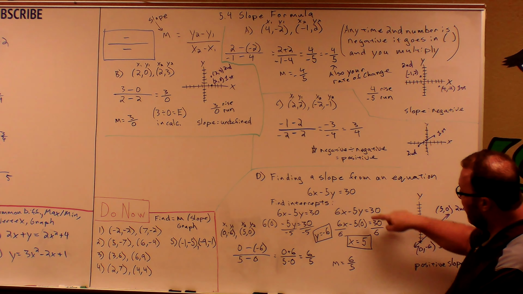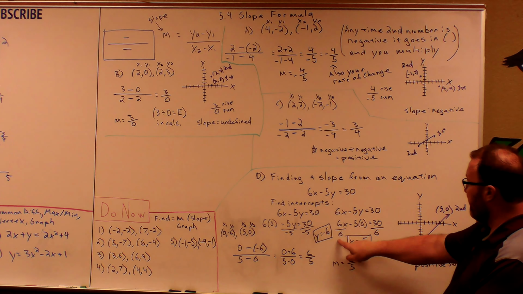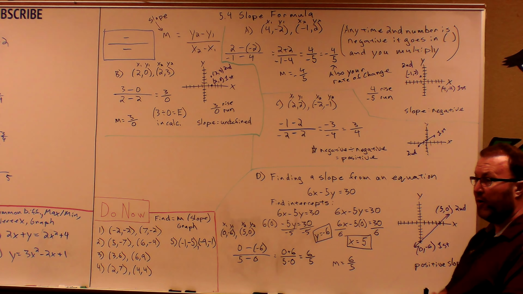Then we're going to come over here. We're going to replace the y with 0. So we're going to focus on the 6x. So we're going to divide both sides by 6. 30 divided by 6 is 5. We now know our intercepts.